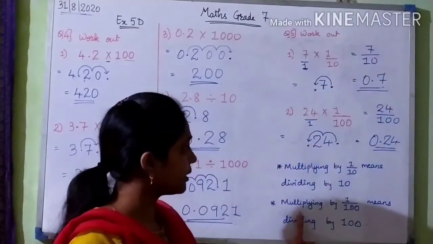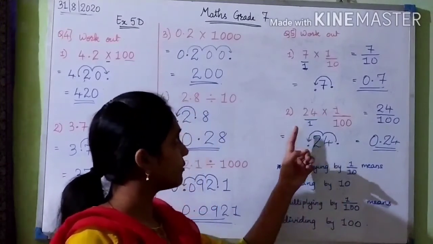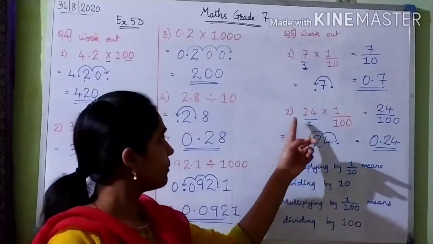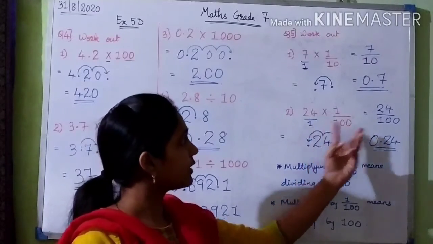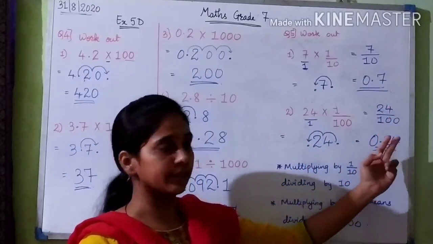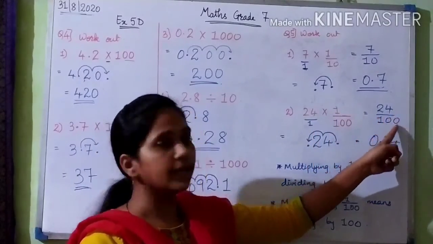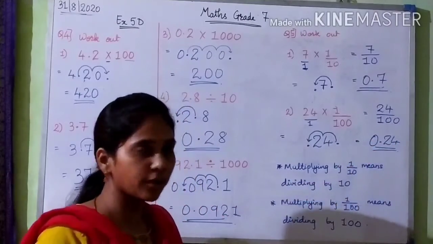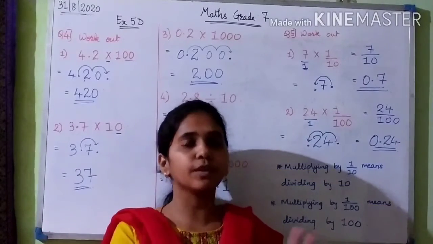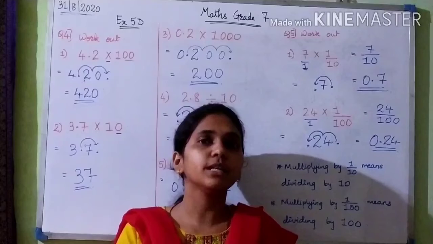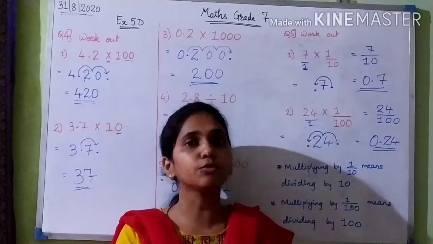And similarly, multiplying by 1 by 100 means dividing by 100. We saw this in the second sum. Here the number 24 was multiplied by 1 by 100. On solving this, we got 24 divided by 100. So multiplying by 1 by 100 means dividing by 100. These two statements are very important. This helps in making our calculation simpler. If a number is multiplied by 1 by 10, we just have to divide it by 10. If a number is multiplied by 1 by 100, we just have to divide it by 100.